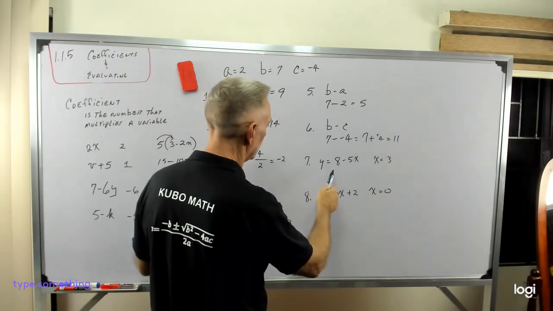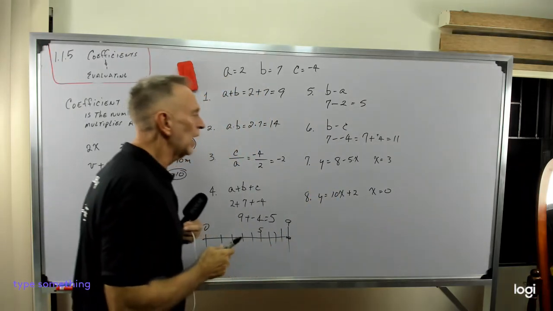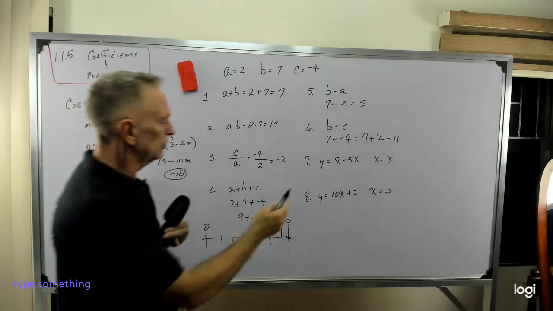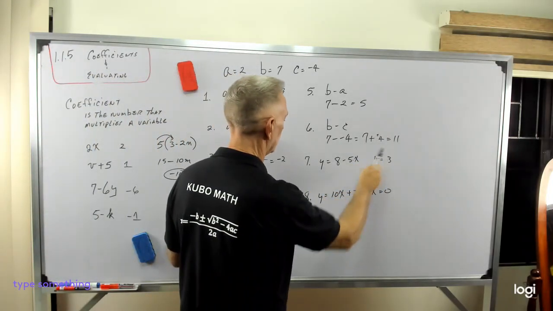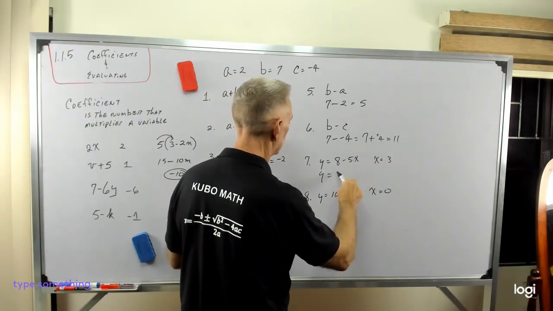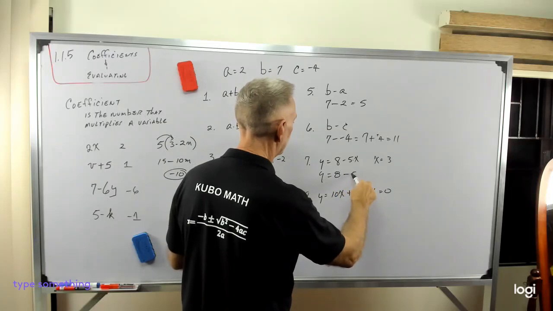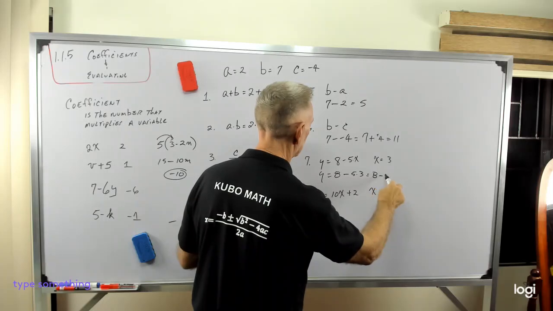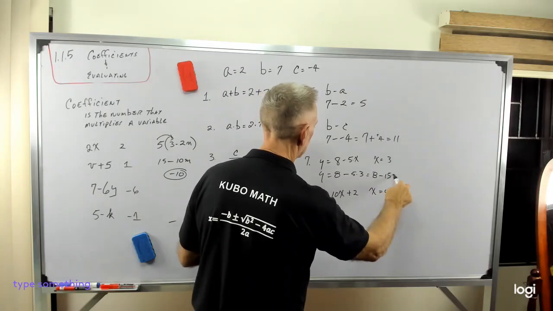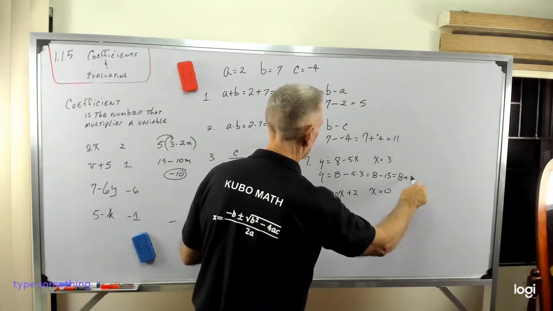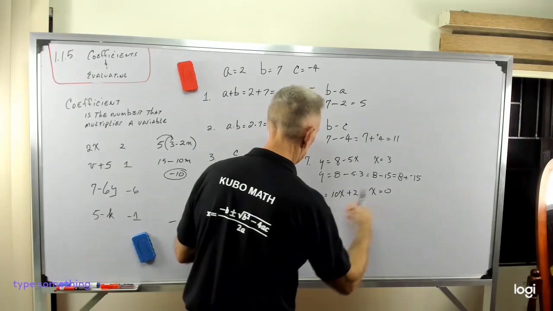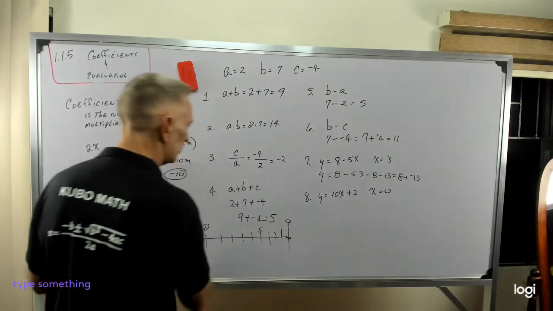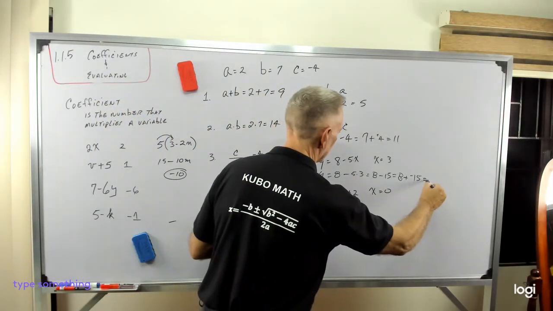Now this one, we have an equation, y equals 8 minus 5x. But x is defined as 3. So let's insert it. So we have 8 minus 5 times 3. That equals 8 minus 15. So that's 8 plus a negative 15. So we're at 8, and we would be going this way 15 units. And that puts us at negative 7.